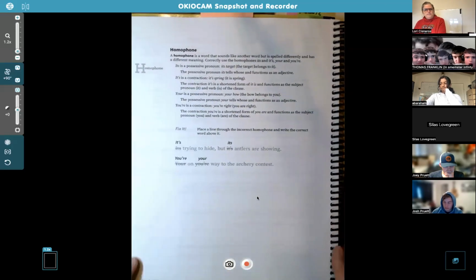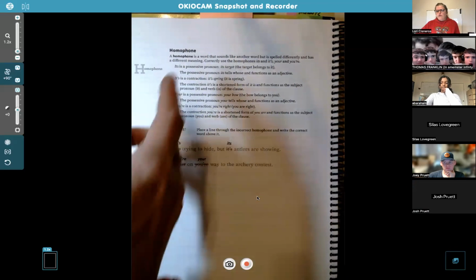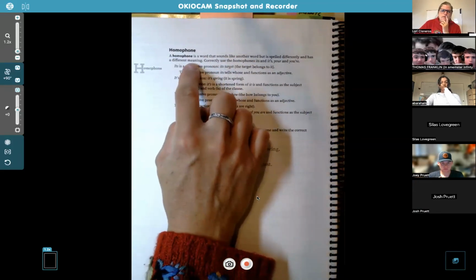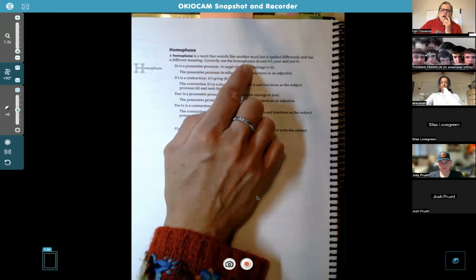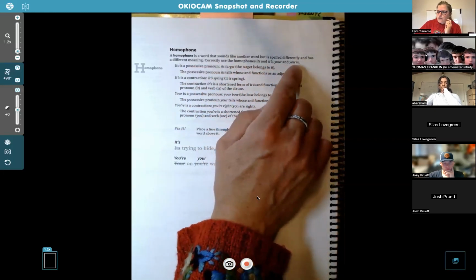Okay. On the back of that page, this is page 26. Go ahead and turn to that page. And we're talking about homophones here. I think we mentioned it before. That a homophone is a word that sounds exactly like another word, but it's spelled differently and it has a different meaning. And so correctly use the homophones it's and its, you're and your.